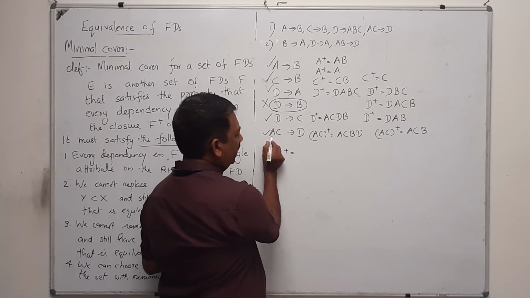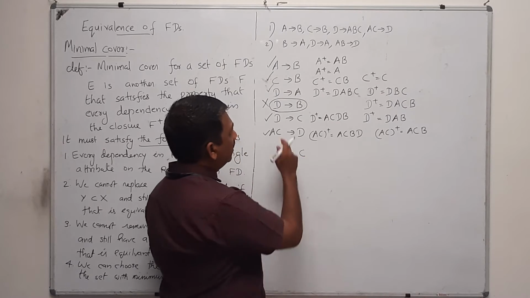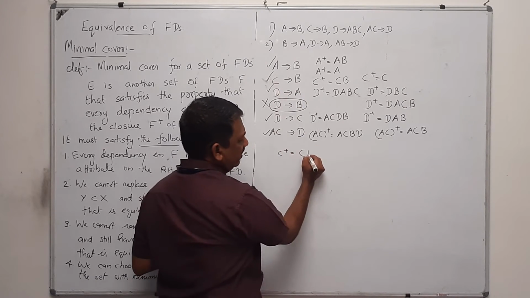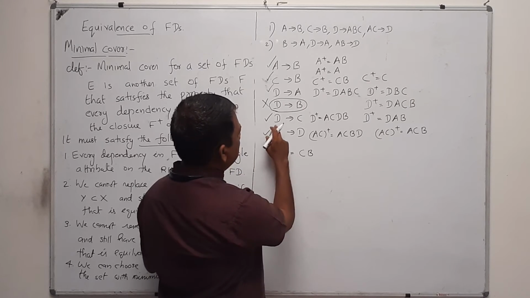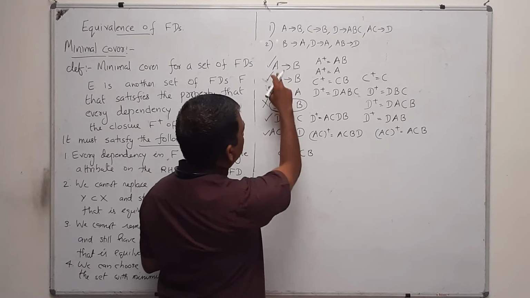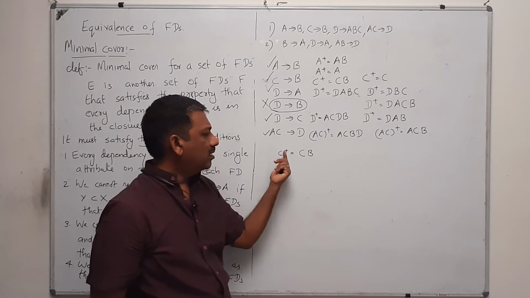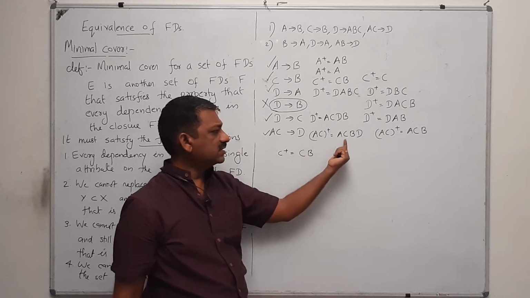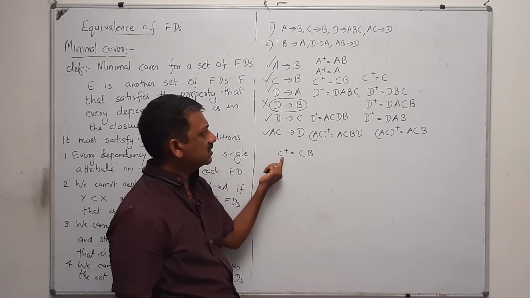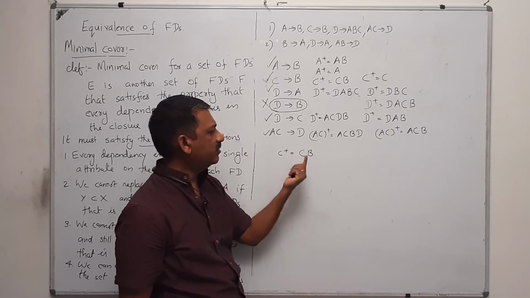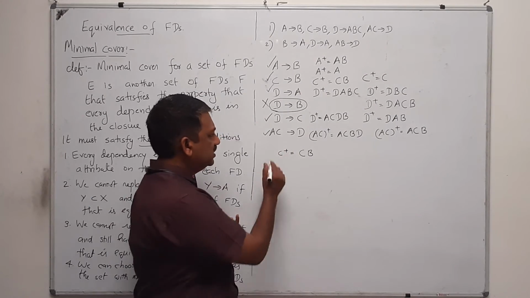So after removing A, what is C plus? This is C. Then C determines B, CB, and CB. Then nothing else. So the closure of AC is ACDB, and after removing this A, the closure of C is CB only. That means A cannot be removed.